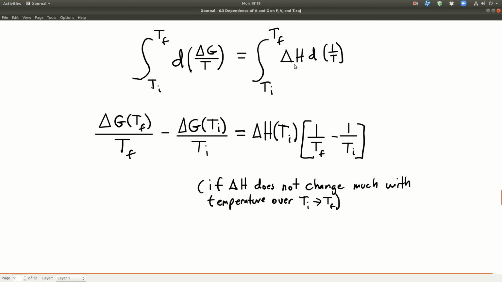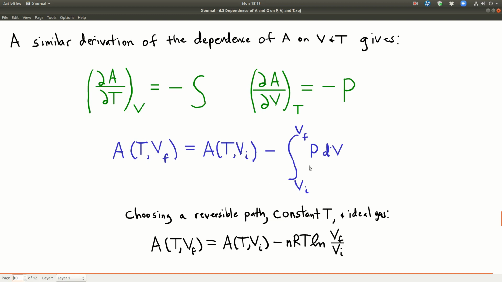Likewise here, what we're going to do is assume that enthalpy does not change appreciably over the temperature range of interest. It's probably a pretty good assumption. That means we can pull the delta H out front and use the delta H at the initial temperature, and we just get 1 over T final minus 1 over T initial. If it does change over the temperature range of interest, then it gets messier, but we can do that.